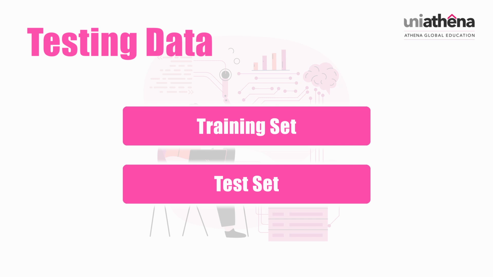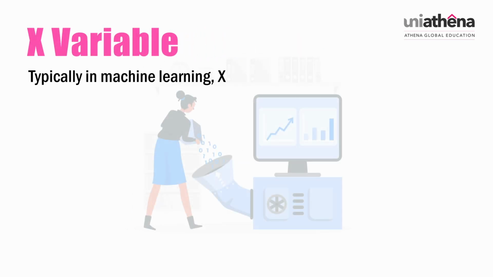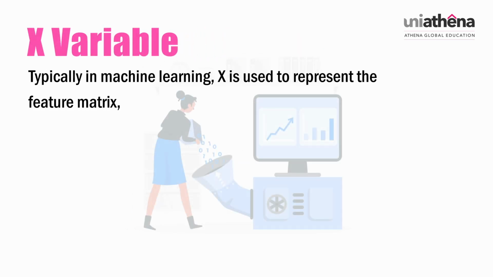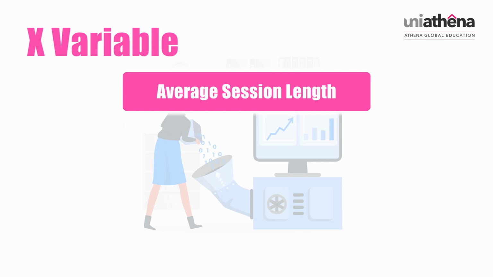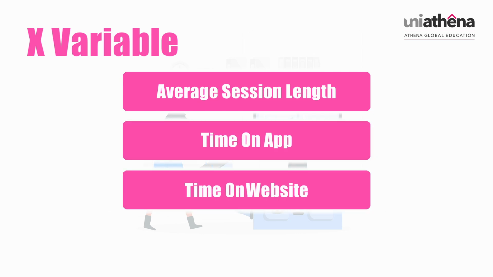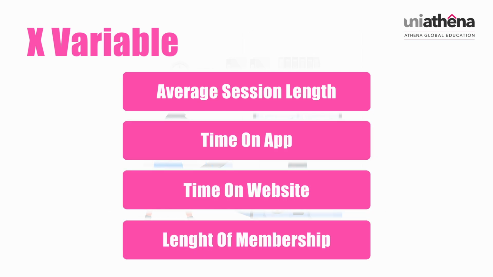Before performing the split, we will divide our dataset into two sets. First will be a set of predictive variables, namely X. We use uppercase notation for sets that consist of more than one variable. Typically in machine learning, X is used to represent the feature matrix, which contains the independent variables used to predict the target variable. X will consist of the four predictive or independent variables: average session length, time on app, time on website, and length of membership.